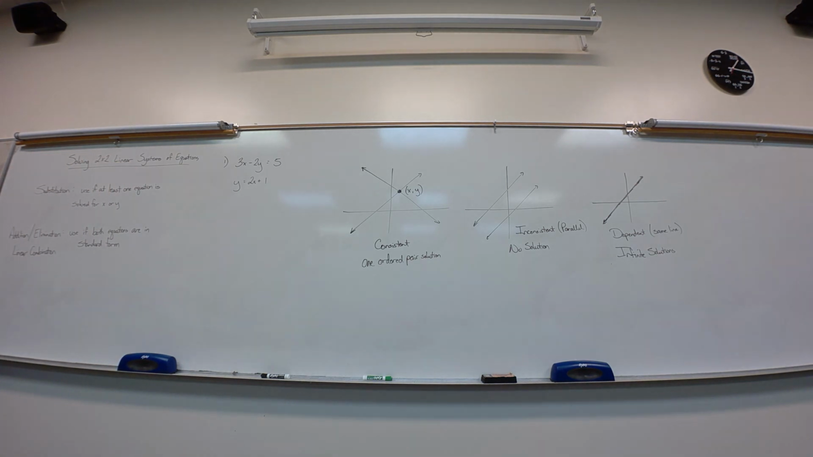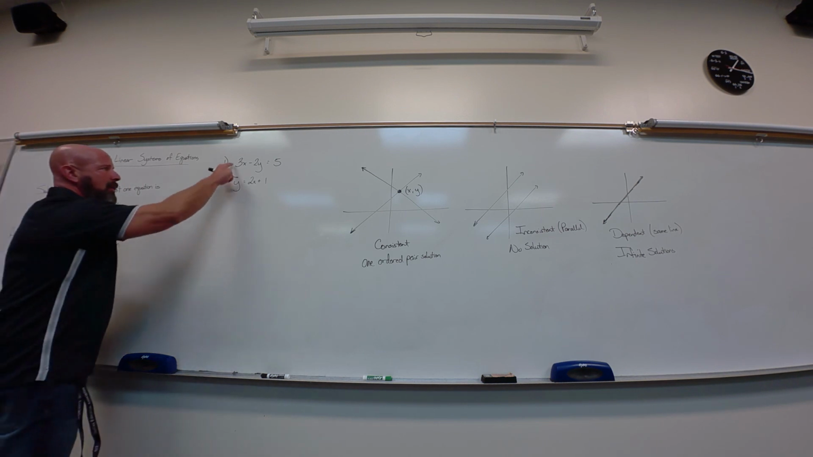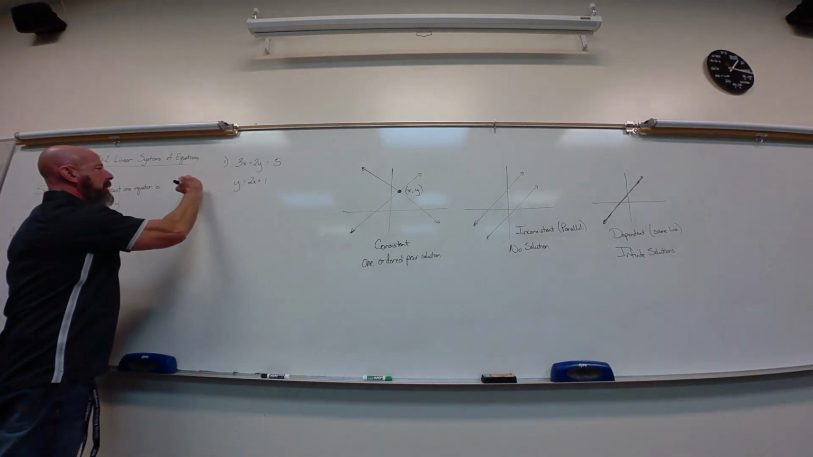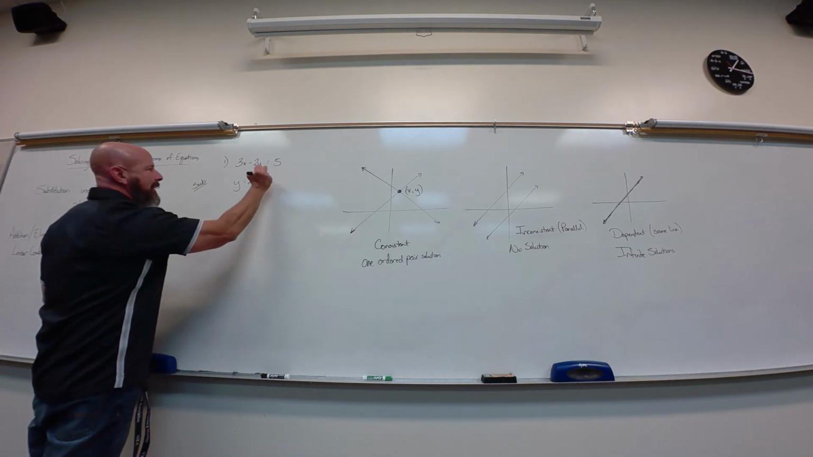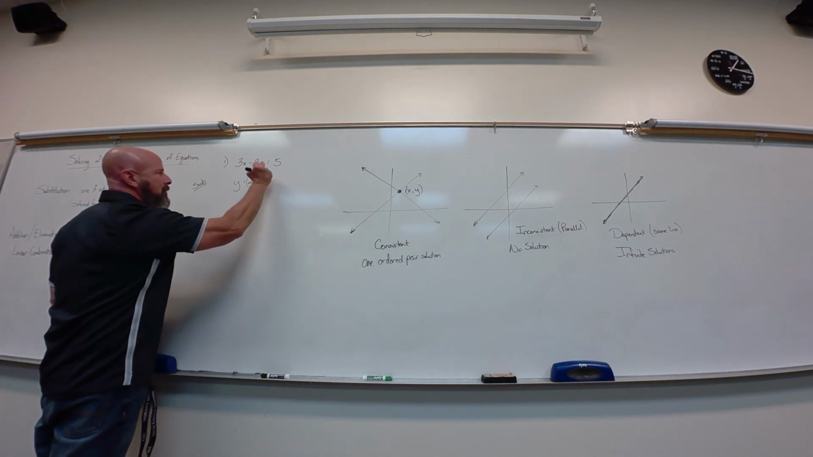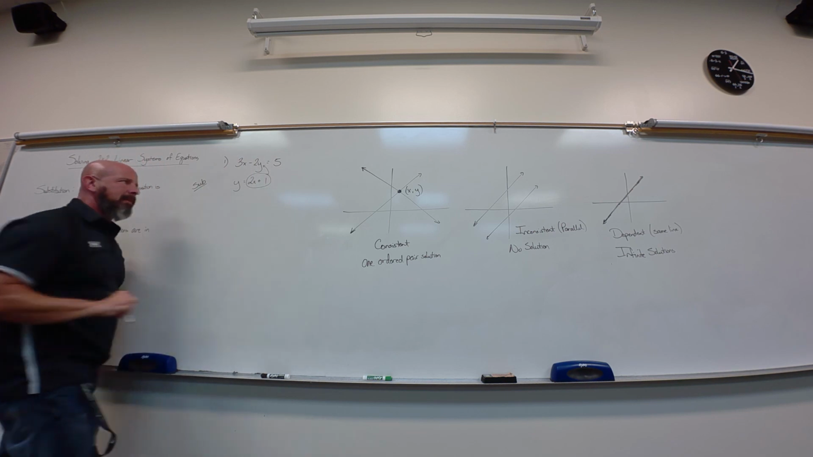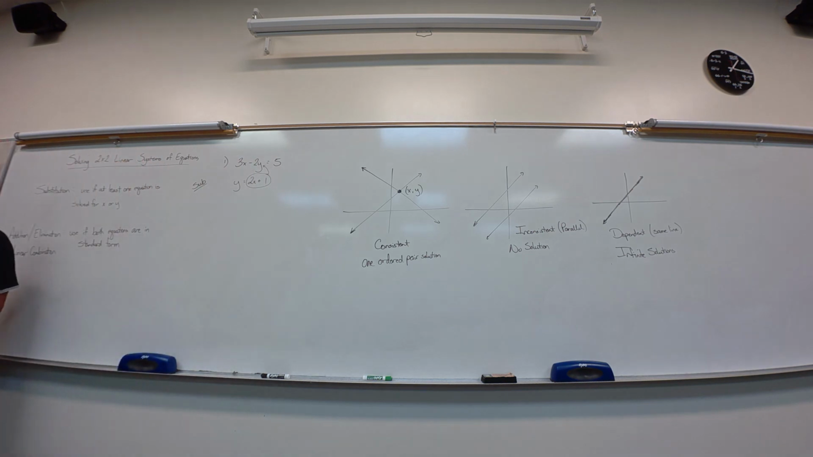I need to work with what I'm given. So I'm given a situation here where one of those equations is solved for y. That's going to limit me to a substitution method. As soon as I see one of these solved for a variable, I am thinking substitution method. This means I can substitute this 2x plus 1 in for y. So I can substitute that in.